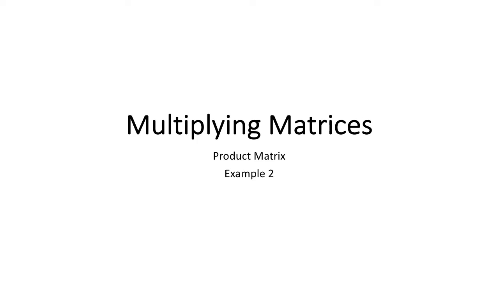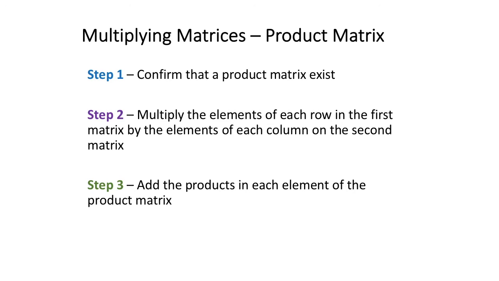This video is going to have a look at an example of how to complete a product matrix multiplication. So the steps to complete a product matrix multiplication. Step 1 will be to confirm that a product matrix does exist. Now a product matrix will exist when we have the same number of columns in the first matrix and the same number of rows in the second matrix.